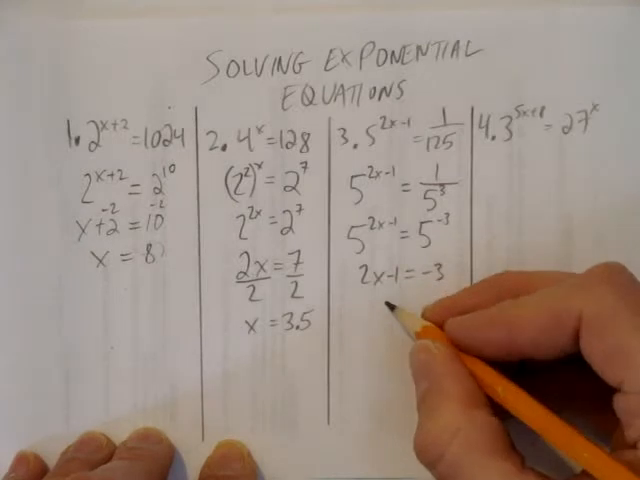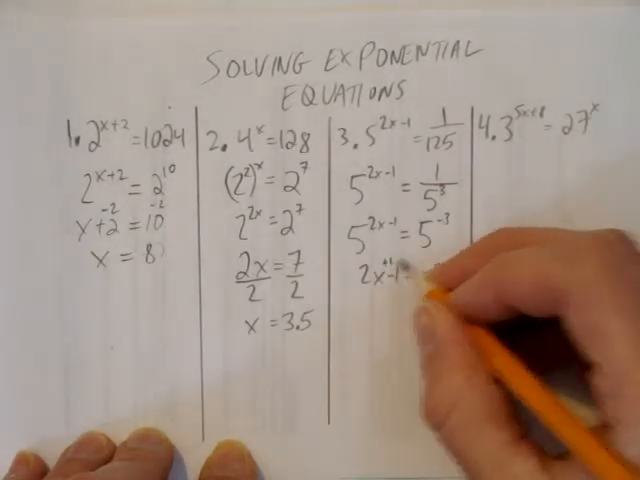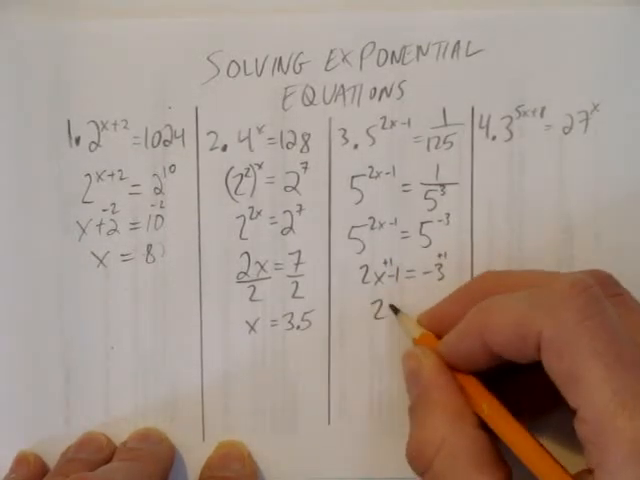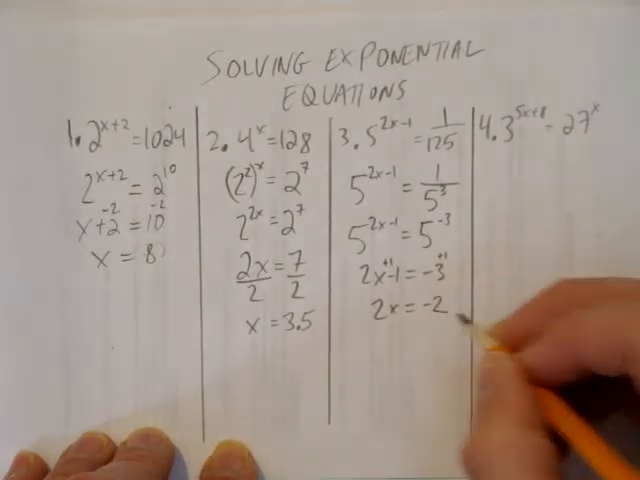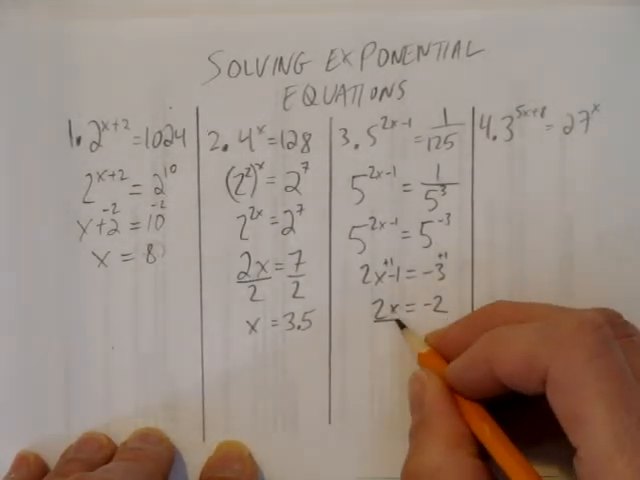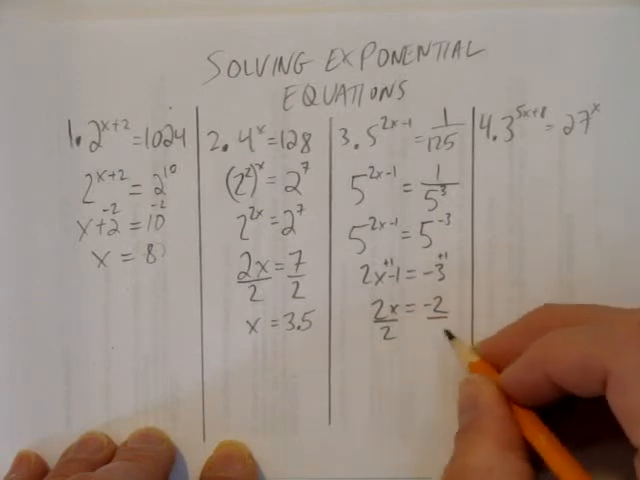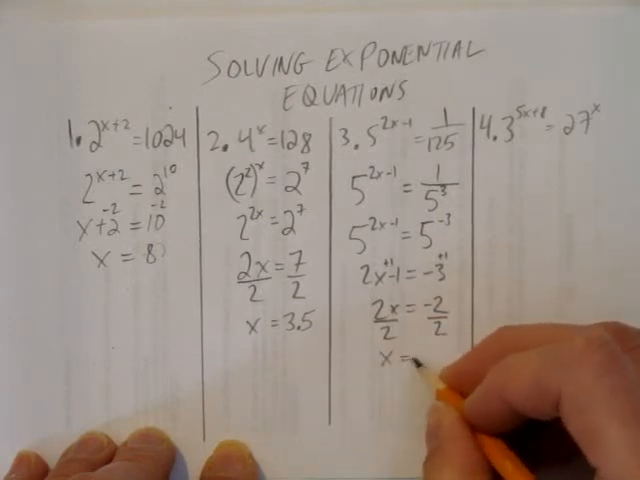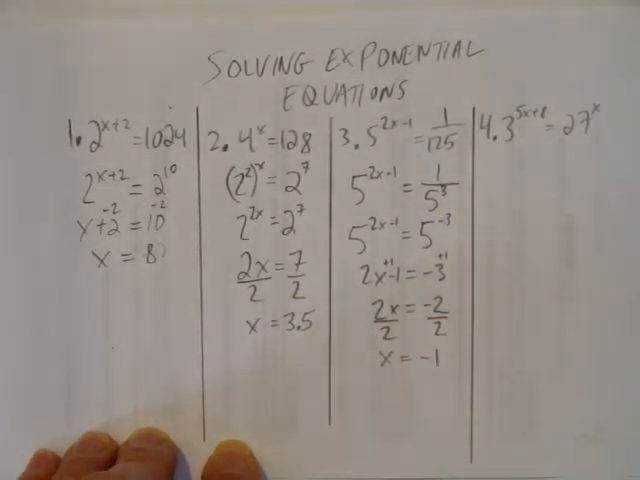Now I want to get x by itself. Start by adding 1 to both sides, and you get 2x equals negative 2. The last move is just to divide by what's in front of x, in this case the 2, and we get x equals negative 1.